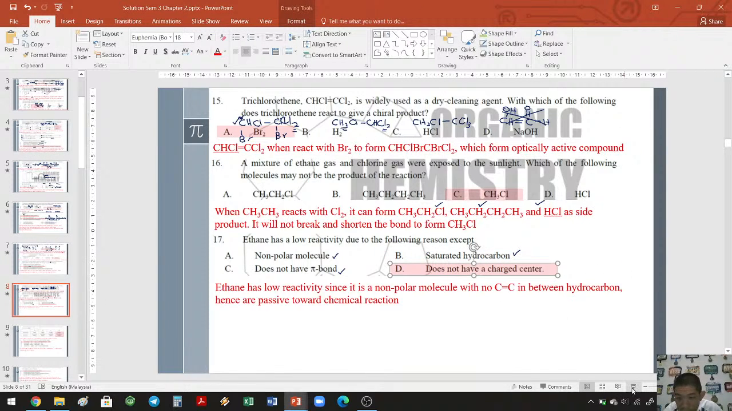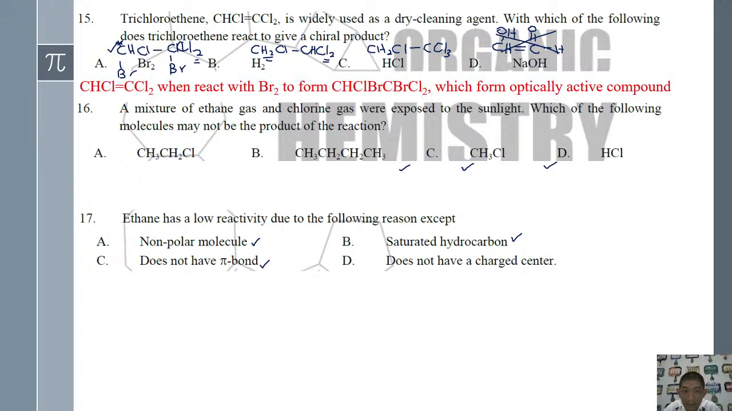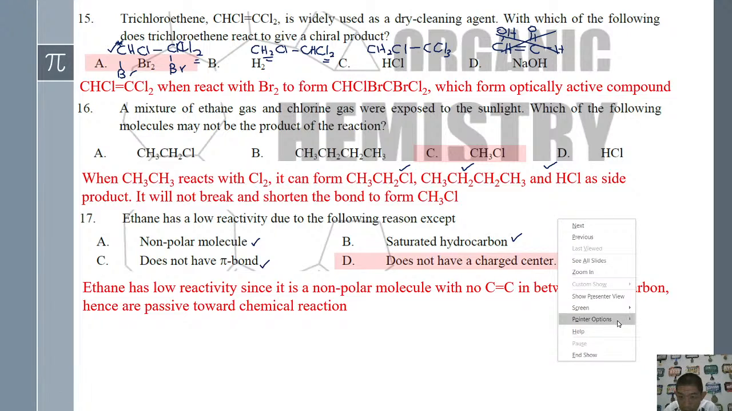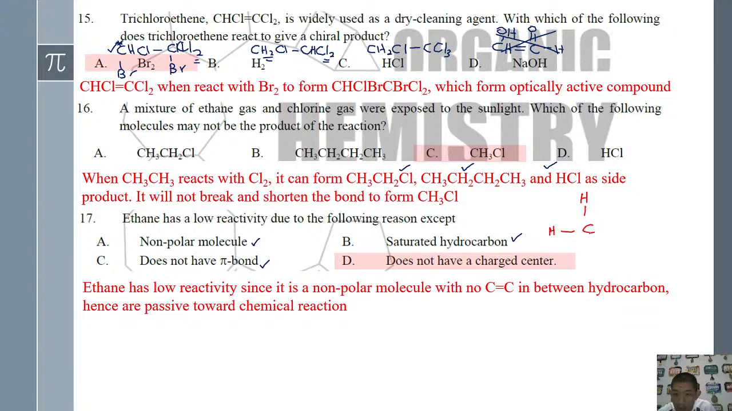It does have a charge center. What does it mean that it does? It does have a charge center. It's because if you look carefully in the structure of this one, actually a carbon has a charge center.